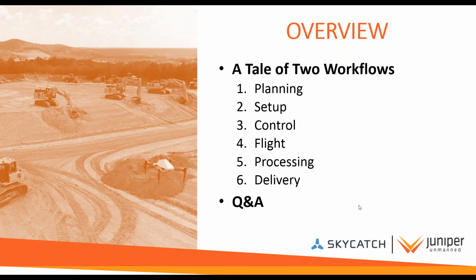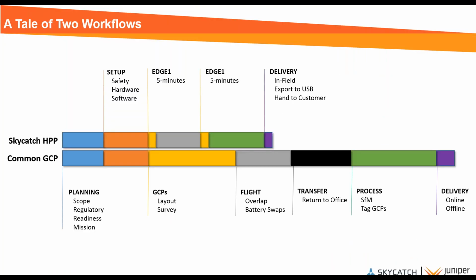All right, so I'm going to spend a lot of time on this next slide. This is the tale of two workflows. You'll notice that we have two workflows. We have the Skycatch high precision package. Now that includes the Explorer One, which is basically a custom modified DJI M100 with a lot of smarts on it. Its own independent processor, its own RTK controller, and then it also has the Edge One processor. The Edge One is a combined base station edge computer that actually does the processing on site, which is just kind of mind-blowing from my perspective.